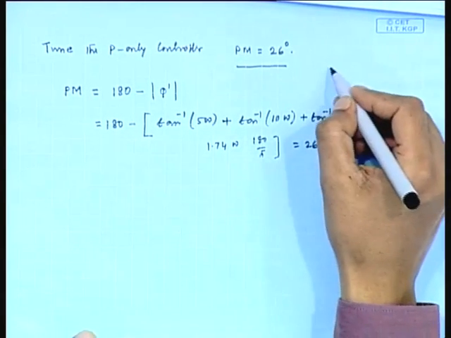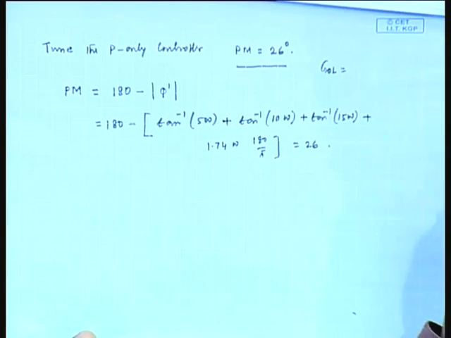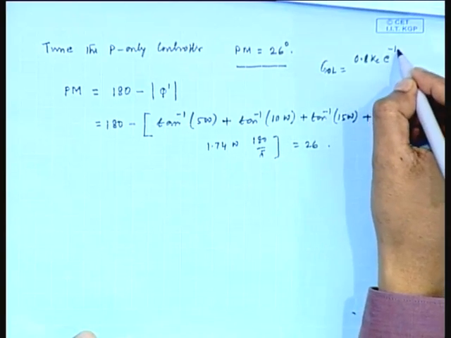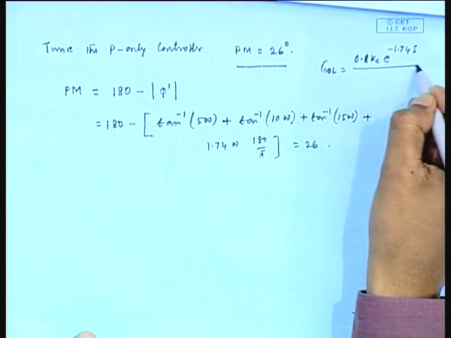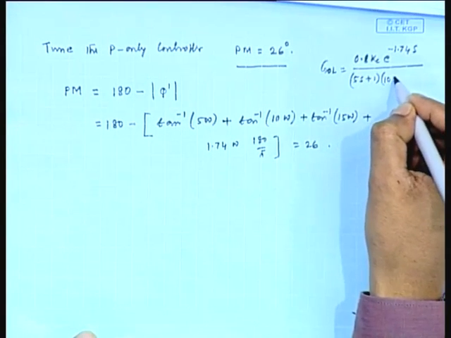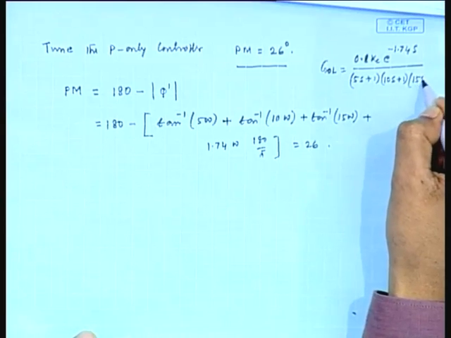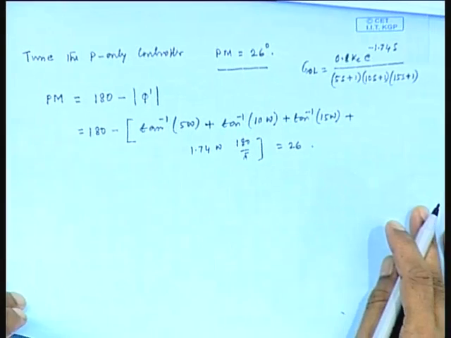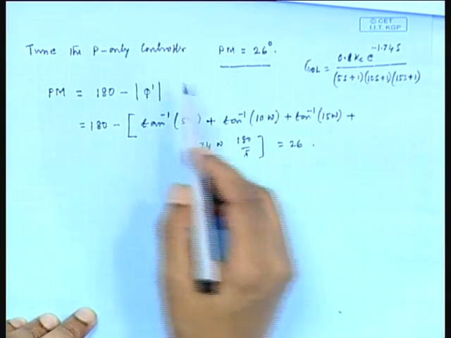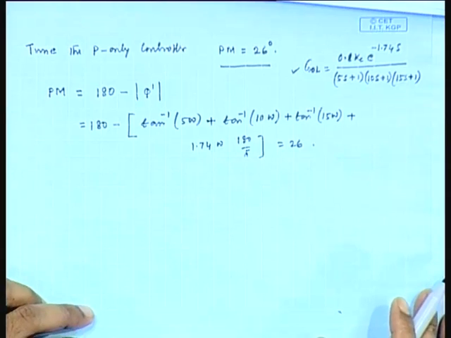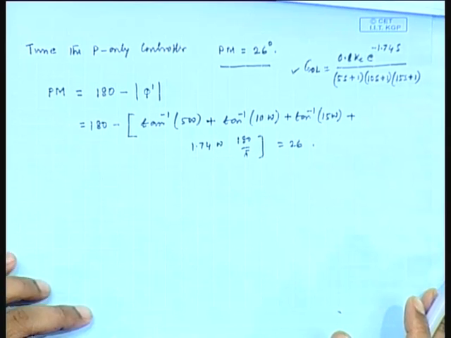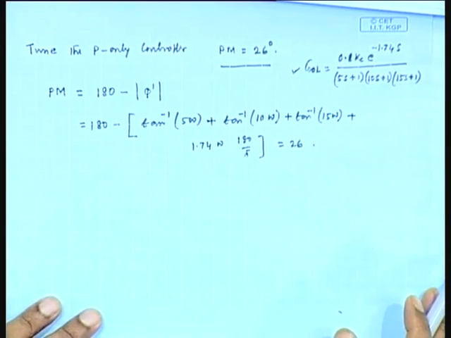And this we have written based on this transfer function, GOL equals 0.8 Kc exponential minus 1.74 s divided by 5 s plus 1, 10 s plus 1, 15 s plus 1. Fine. We are solving this problem considering this open loop transfer function. I mean, using this open loop transfer function, you find the value of Kc when phase margin is taken as 26 degree.